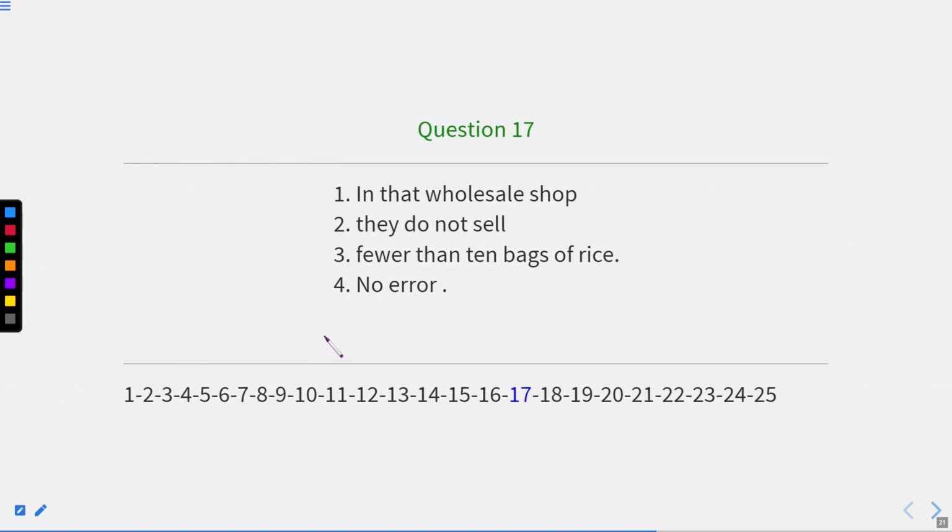Now let us move to the question number 17. In that wholesale shop, they do not sell fewer than 10 bags of rice. Now, if we talk about the limit, that is not less than. So, this fewer is incorrect. It should be less than. So, the correct answer is 3. That is, here fewer should be replaced with the word less. So, the correct answer will be less than.